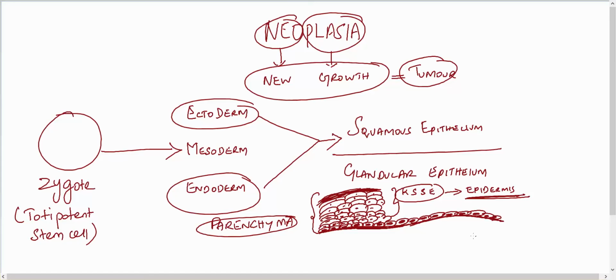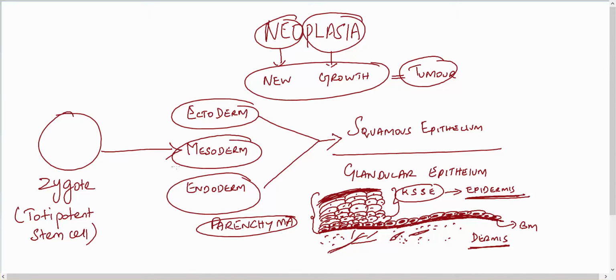Below the epidermis we have the dermis. And this dermis gives supportive structures to the epidermis. So they have blood vessels, and they have fibroblasts that produce collagen, and the connective tissue, and even the basement membrane. These supportive structures come from the mesoderm.